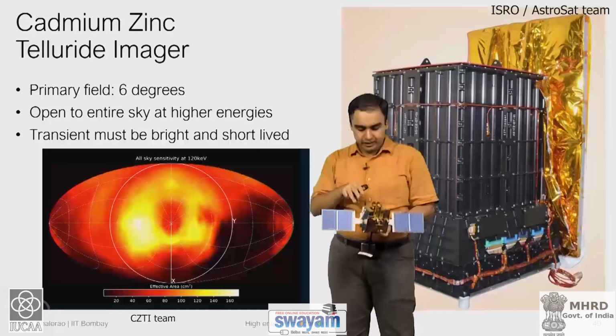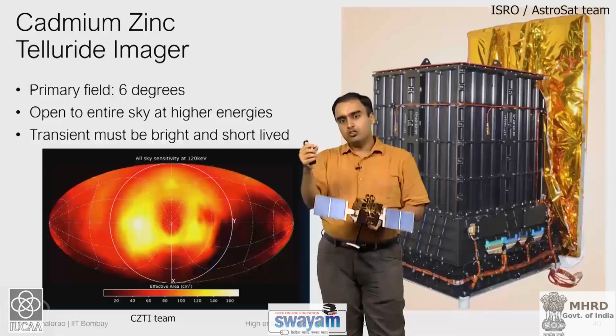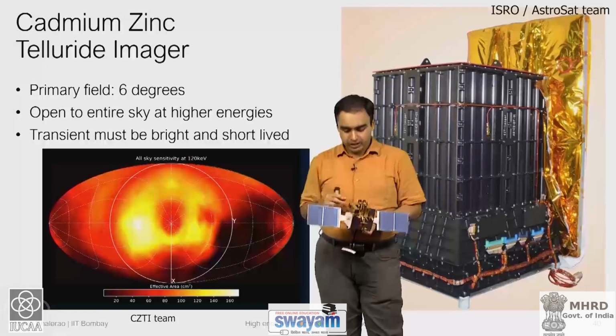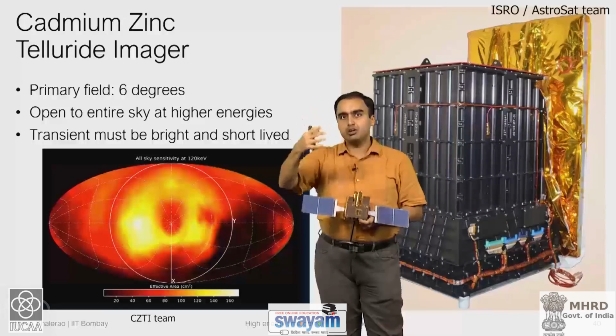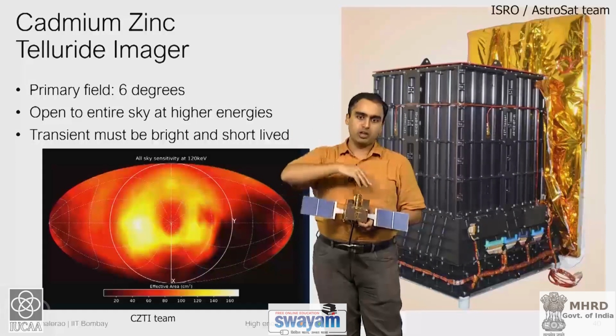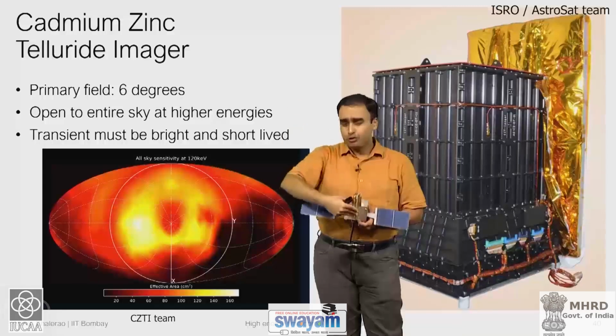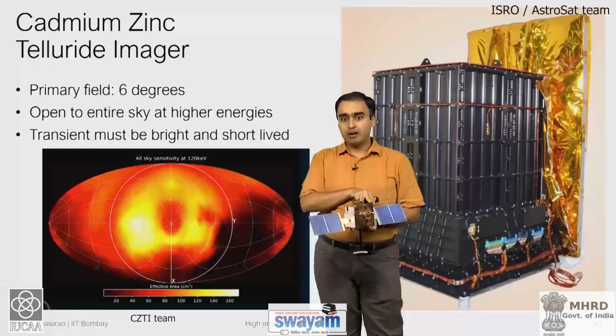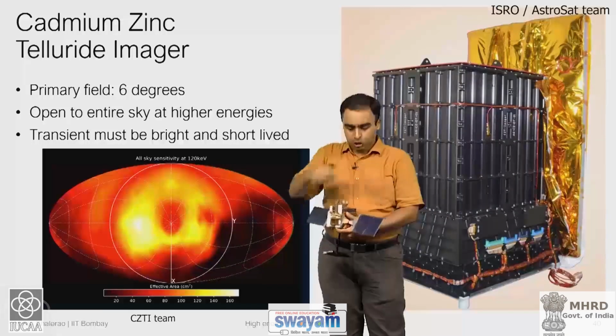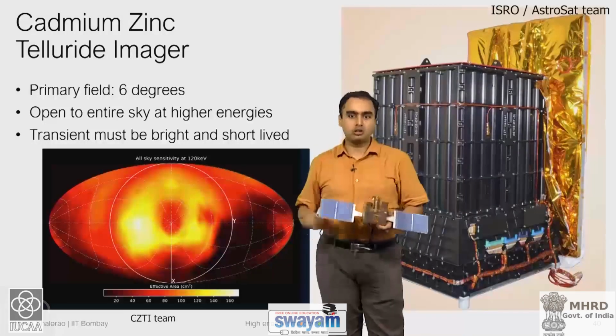So, these are the three ideas. If you want to take one source and you want to study its variability in great detail, then you have an instrument like LAXPC. If you want to just measure the brightness and variability of X-ray binaries over extended periods, you use an instrument like the scanning sky monitor. And if you want to study gamma ray bursts and other events which are extremely short lived, then you use an all sky monitor like CZTI.